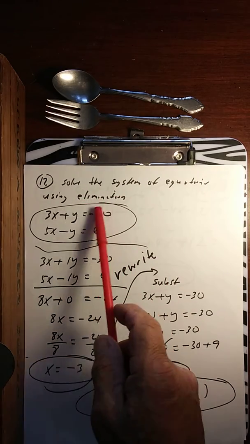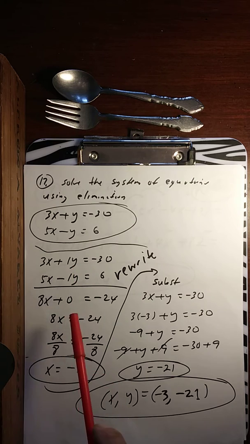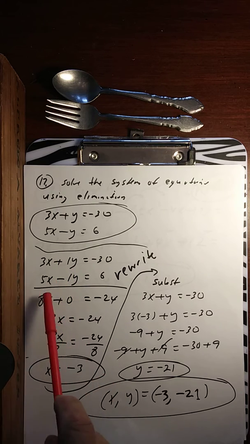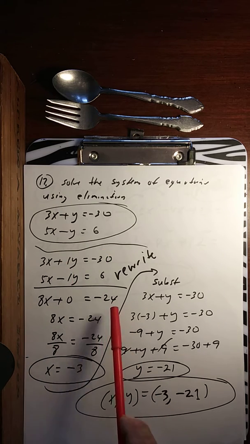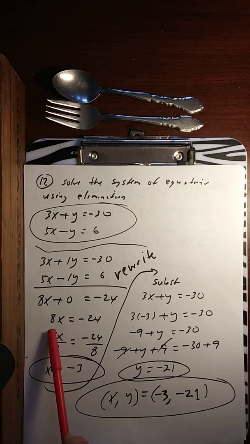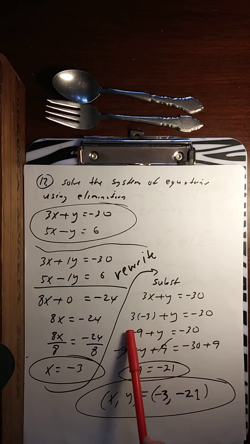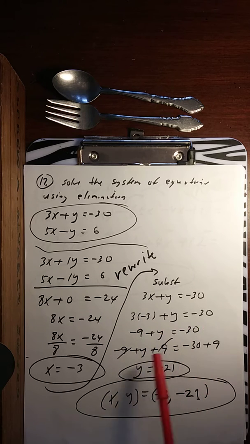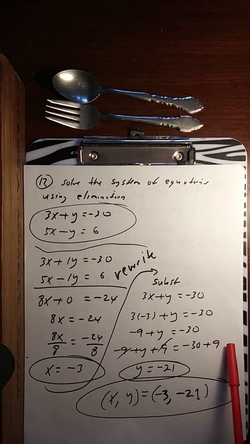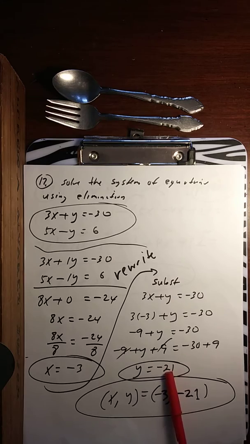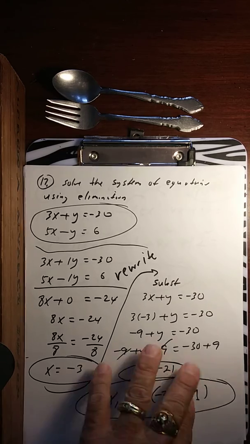Solve the system of equations using elimination. So rewrite it, and add them straight down. You're going to have 8x, 0, negative 24. Divide by 8 on both sides. These cancel. So we have x is negative 3. Substitute back in here. 3 times negative 3 is negative 9. Plus y is this. Negative 9 plus 9. So y is negative 21. So negative 3 and negative 21.